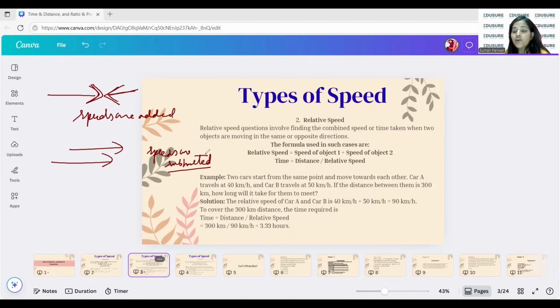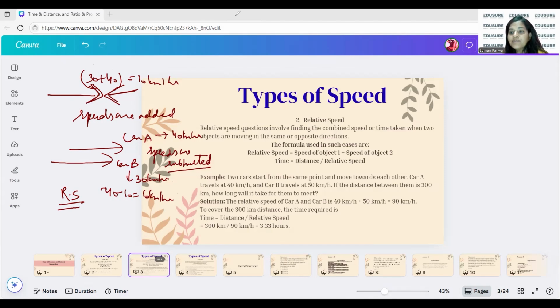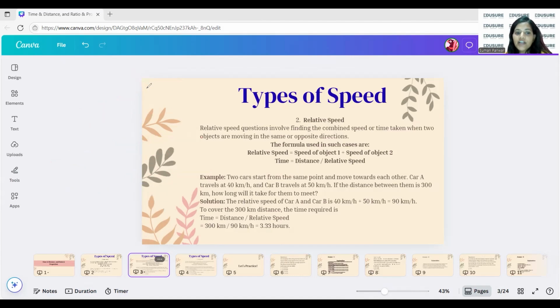That means if we are talking in relation to each other, like this is car A and this is car B. So suppose car A is traveling with a speed of 40 kilometers per hour and car B is traveling with a speed of 30 kilometers per hour. Now, since they are moving in the same direction, the relative speed will be 40 minus 30, that is 10 kilometers per hour. And if they are moving in the opposite directions, the speed will be 70 kilometers per hour. So that is the concept of relative speed. So this is used when two objects are moving with respect to each other, either in the same direction or in the opposite direction. So let us look at this example.